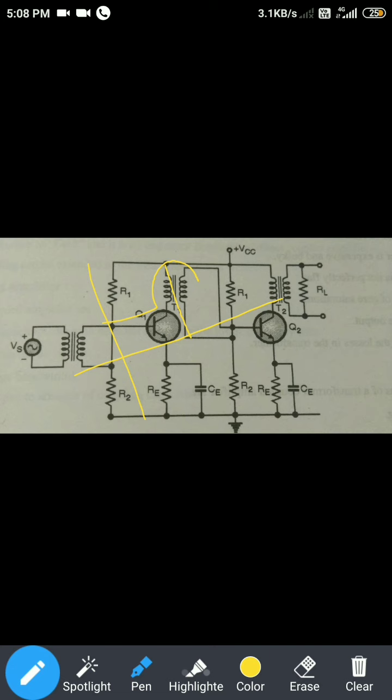There are different applications of this transformer coupled amplifier, like impedance matching. You can use it in radio frequency signal low power amplifiers, or for transferring power to a low impedance load such as a loudspeaker. We can use the transformer coupled amplifier. So this was all about the transformer coupled amplifier.